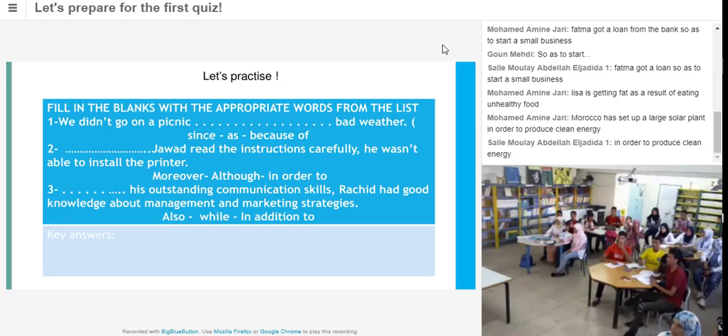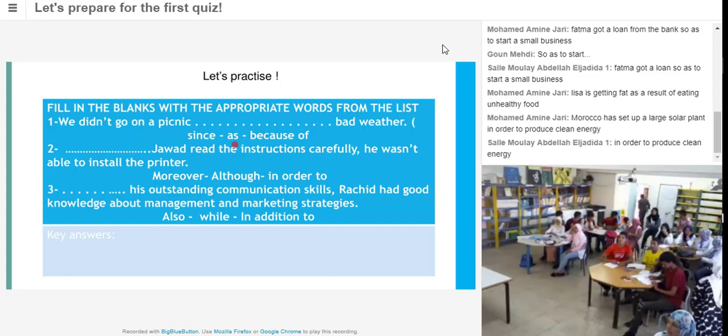Okay, the last exercise about linking words is another type of exercise, which is much easier. Here, they don't give you two sentences to join, but they give you a sentence which is already written, and you have blanks, and you have to choose the right linking words from the list. So the first sentence: we didn't go on a picnic because of the bad weather. Excellent.